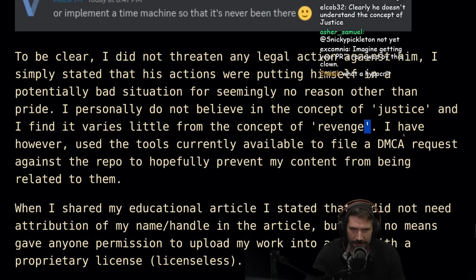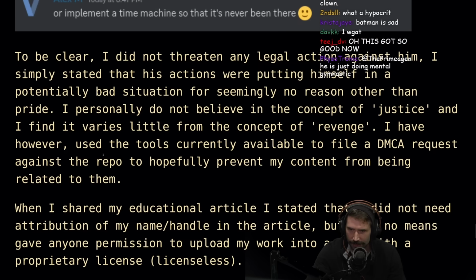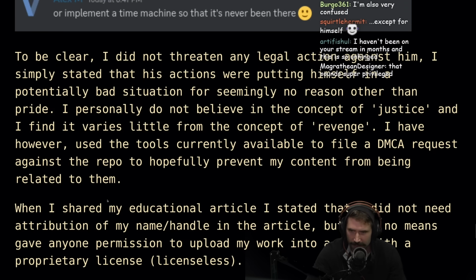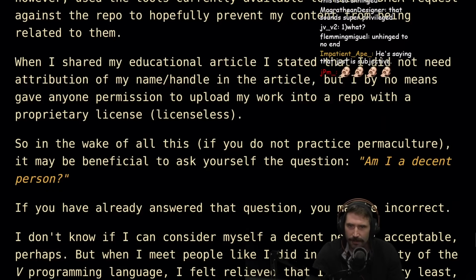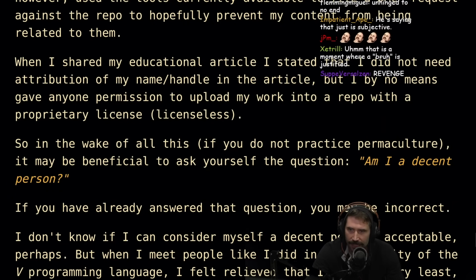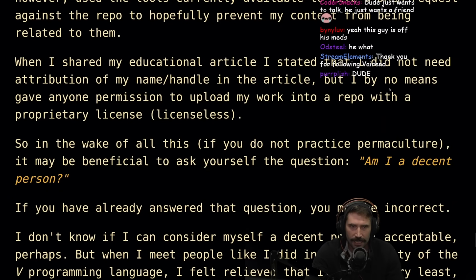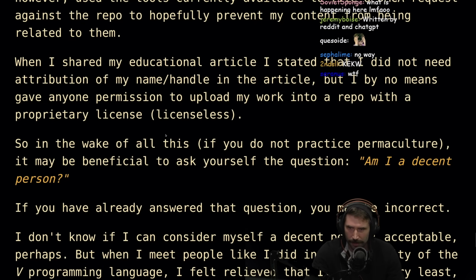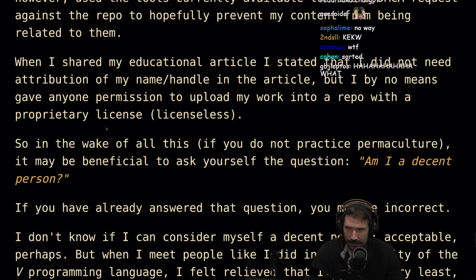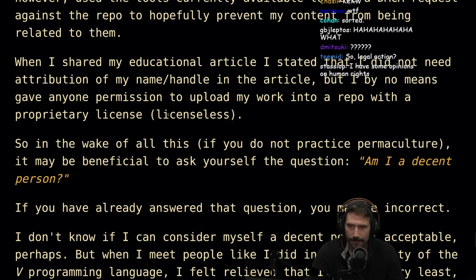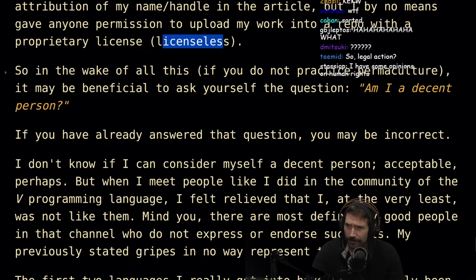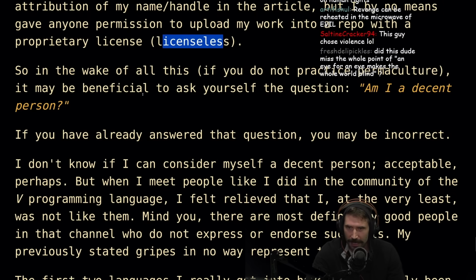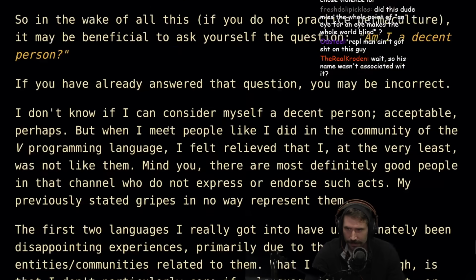"And I find it varies a little from the concept of revenge." It's actually significantly different. "I have, however, used the tools currently available to file a DMCA request against the repo to hopefully prevent my content from being related to them. When I shared my educational article, I stated that I did not need attributions of my name/handle in the article, but I by no means gave anyone permission to upload my work into a repo with proprietary licenseless." Yes. That'd be licenseless. Licenseless comes with a strict licensing by default. "So in the wake of all this, if you do not practice permaculture, it may be beneficial to ask yourself the question: am I a decent person?"